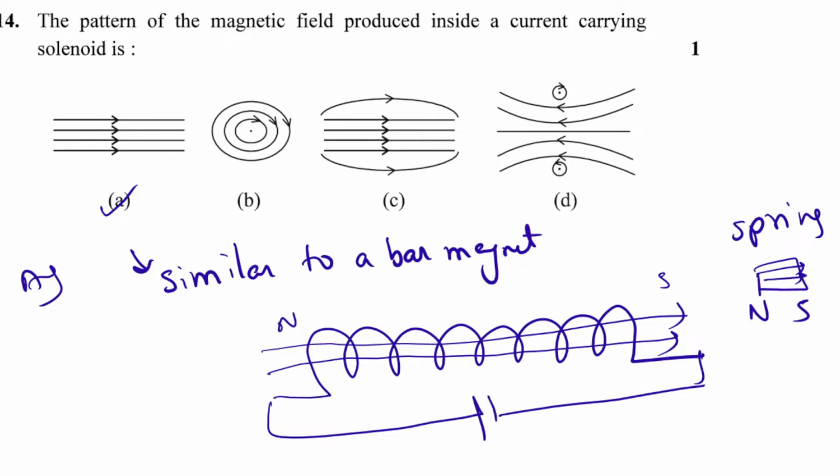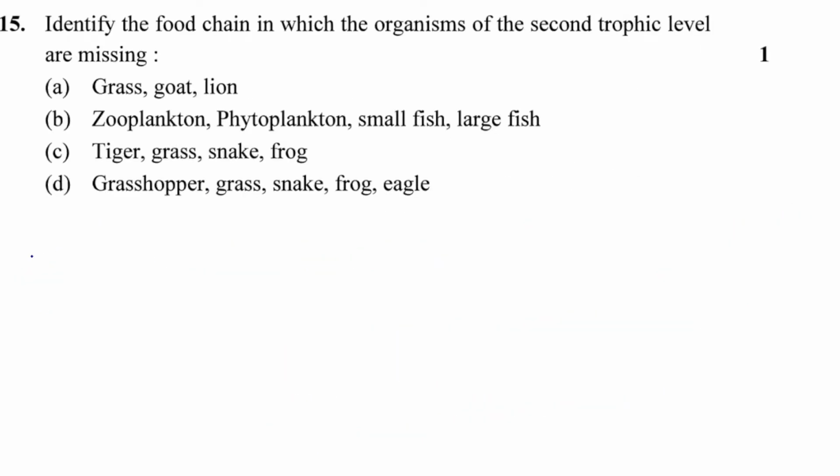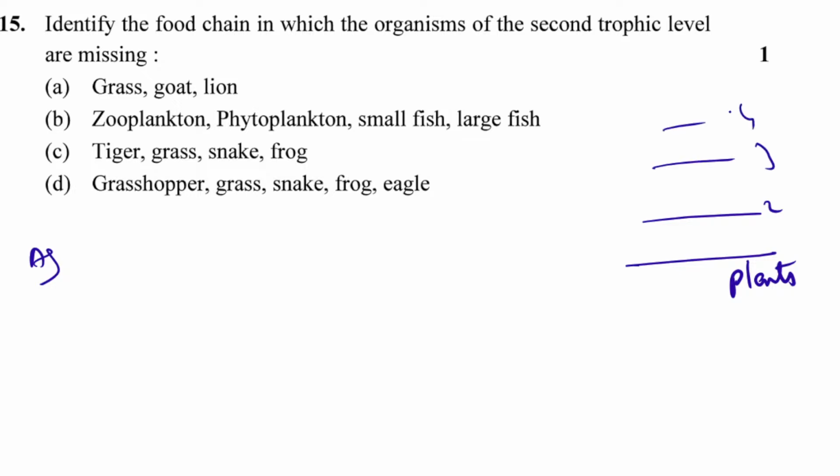Okay, let's move to the next one. 15th one. Identify the food chain in which organisms of the second trophic level are missing. So what is a trophic level? The first trophic level is always plants. From here it moves to second, third, fourth, fifth. Why am I drawing it this way? Because the trophic level structure should be like a pyramid where the population keeps on decreasing as you go to the top.